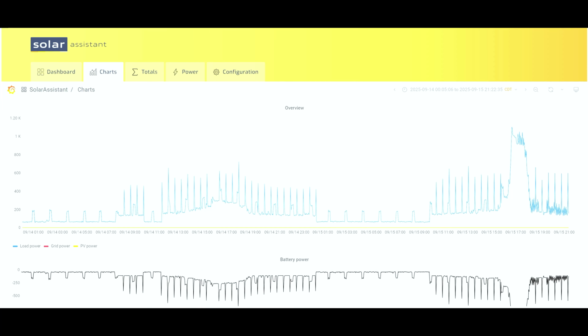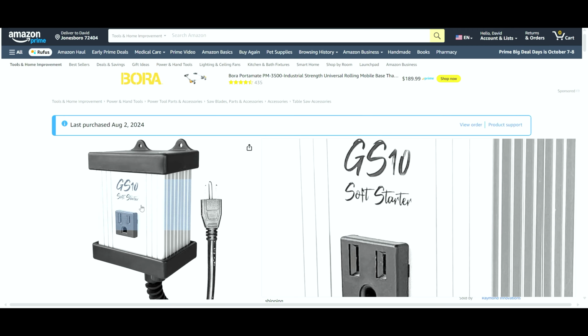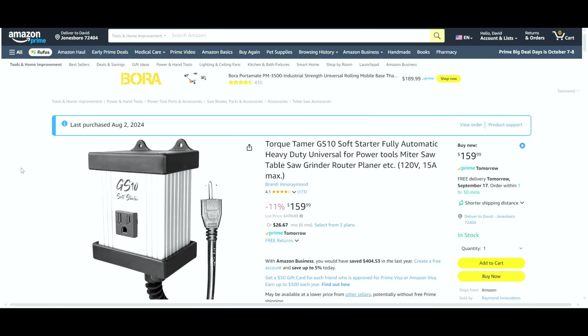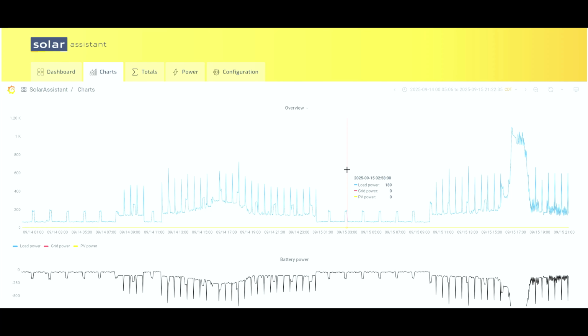I was curious if I put a soft start, and I have this one, if I put that in line, would it help smooth out the energy spike, even though it's not very much. It's never over 200 watts. Let's say it gets to 200 watts and you take out the 60 for the Starlink, that's 140 watts on a 3,000 watt inverter. Not a big deal, but just out of curiosity, I thought, let's give it a try and see what it does.